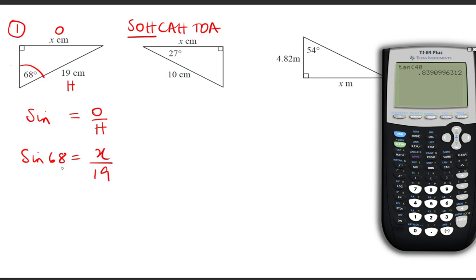Now to solve this we can take the 19 to the other side. And then, of course, we can just use our calculator to work that out. So we just do 19 sine 68. Make sure your calculator is set for degrees. So we should end up with 17.6 for x.